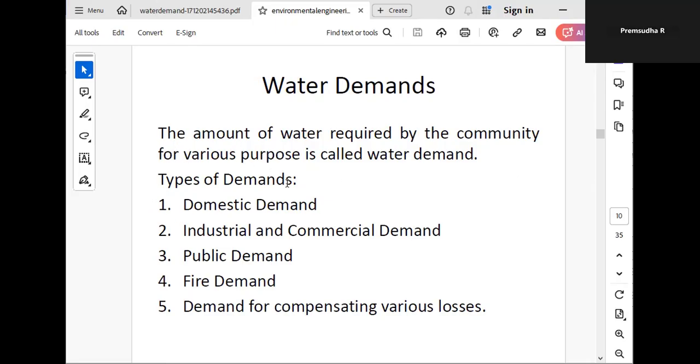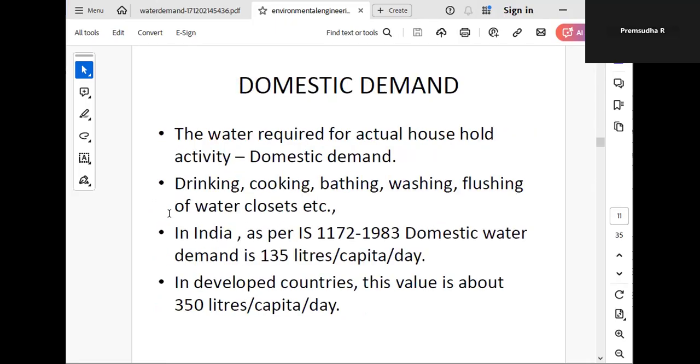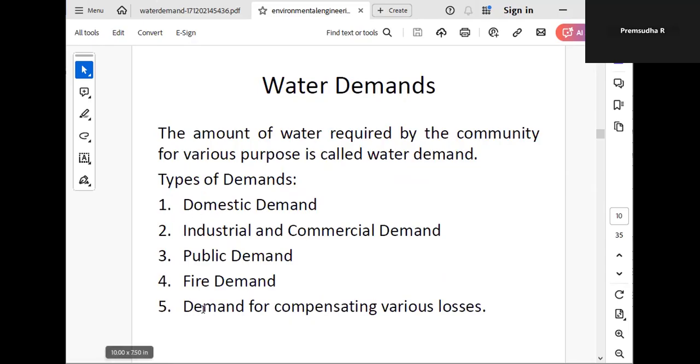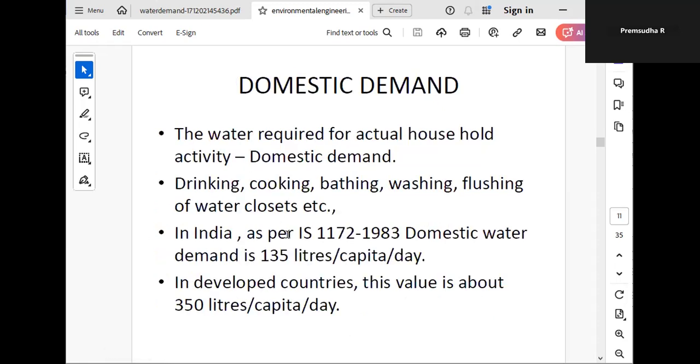So here you can see the types of demand. There are five demands. First one is domestic demand, then industrial and commercial demand, public demand, fire demand, and demand for compensating various losses. These are the five types of demands. Here you can see one by one.